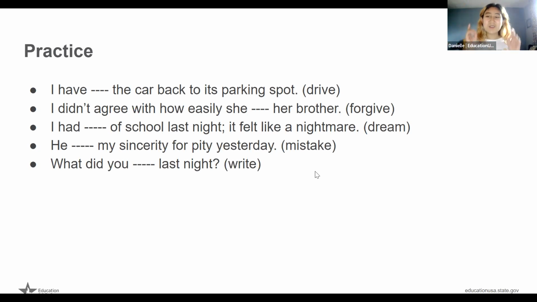So this one's a little harder because we didn't have this example. You get extra bragging rights if you get this one. I had blank of school last night. It felt like a nightmare. And the verb is dream. Yes, you guys are so smart. Yeah, it's dreamt. So the sentence becomes, I had dreamt of school last night. It felt like a nightmare.